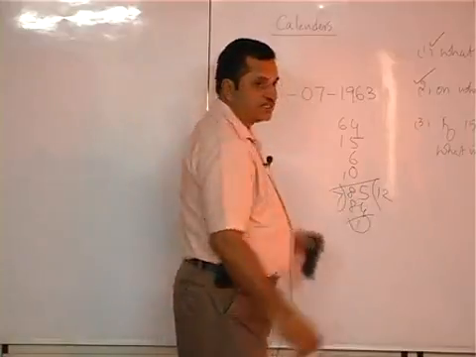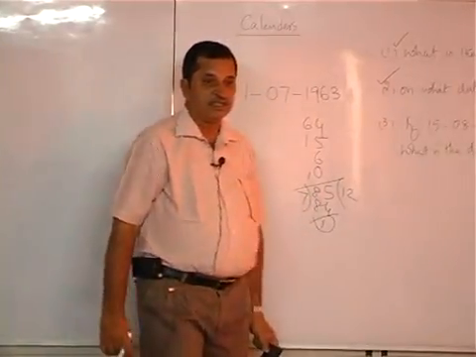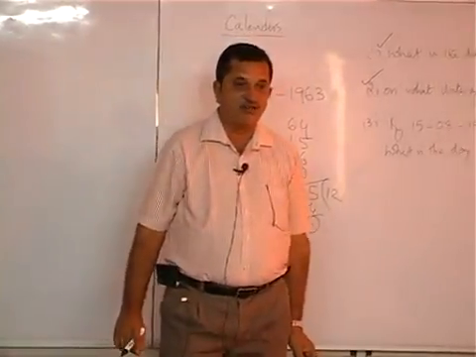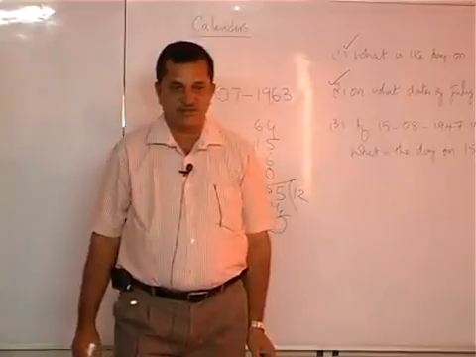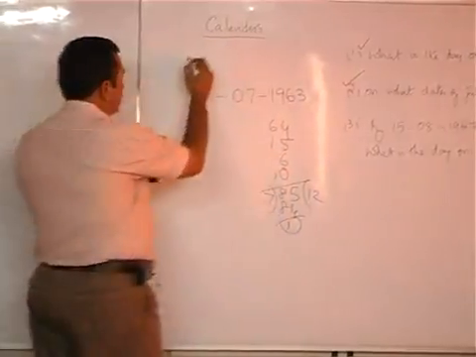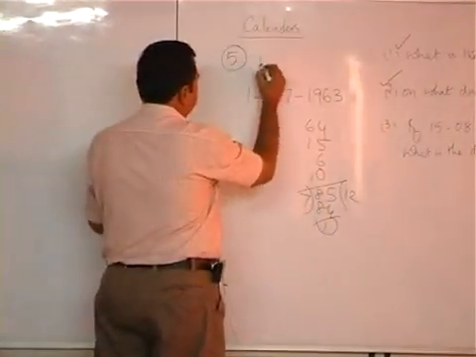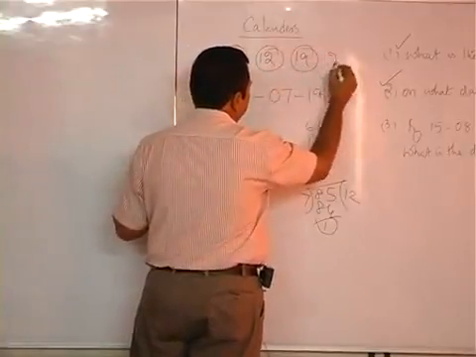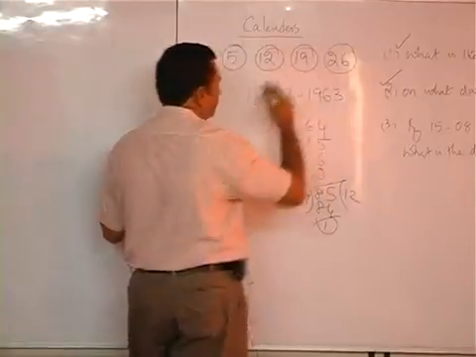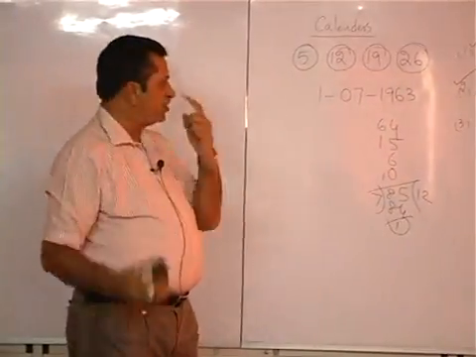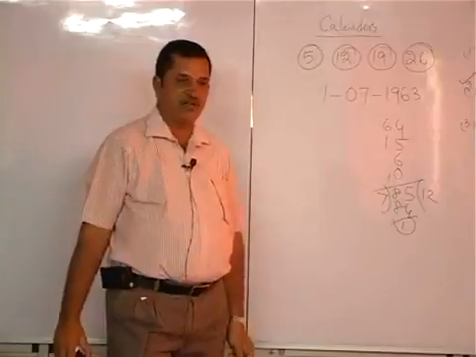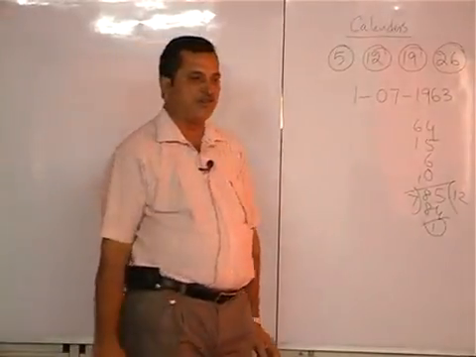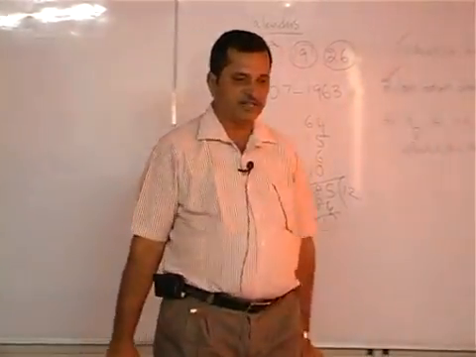So first is Monday, second is Tuesday, third is Wednesday, fourth is Thursday, fifth is Friday. So first Friday is 5th, plus 7 days, 12th, plus 7 days, 19th, plus 7 days, 26th. So 5th, 12th, 19th and 26th of July 1963 the Friday falls. Clear?